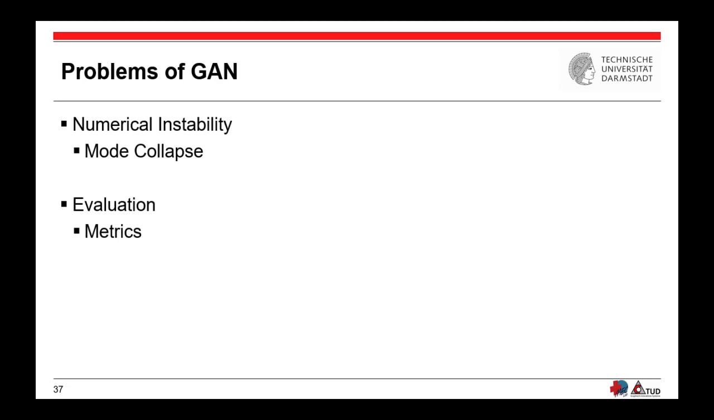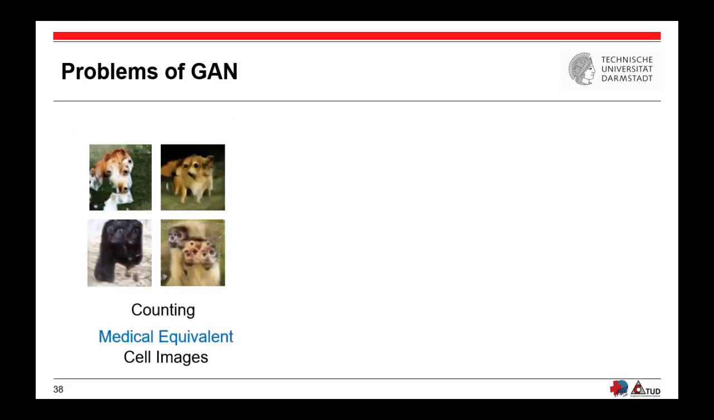And I will show you some very practical things where GANs go wrong. First, counting. GANs are not really good at counting unless you are specifically conditioning them to count. In medical imaging terms, that means if you are trying to generate cell images where you have many cells, it might end up doing weird things which are not realistic, yet your discriminator will tell you, yes, that looks exactly realistic. That's the first problem.